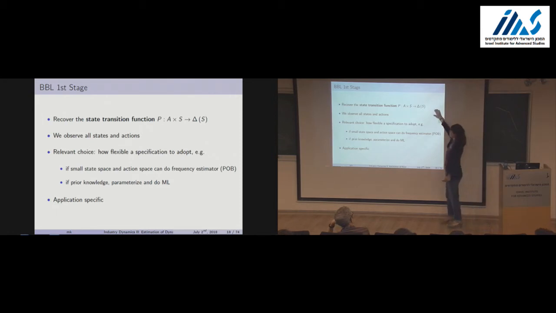So the first step is to recover the state transition function. What's the state transition function? It is basically a function that takes us from an action and a state to probabilities over the state. Okay? And as I was saying before, this is something that is observed. So we can directly measure how many times we transition from a particular state and an action to another state.